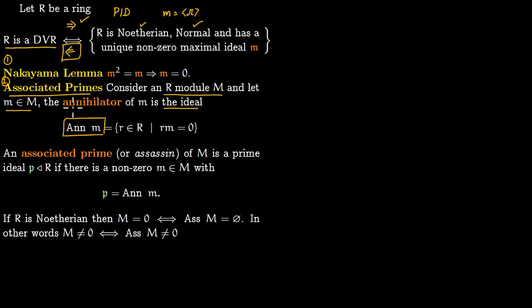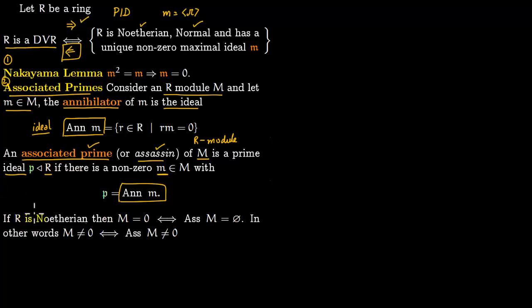So once we have the definition of annihilator, we can talk about associated prime. So an associated prime, also called an assassin, of an R module M is a prime ideal of this ring R, if there is a non-zero m with the prime ideal precisely being the annihilator of m. So here we said that the annihilator of m is an ideal, and this ideal, if it is a prime ideal of ring R, then it becomes an associated prime of this module M. So essentially it is an ideal whose elements kill an element of the module M.